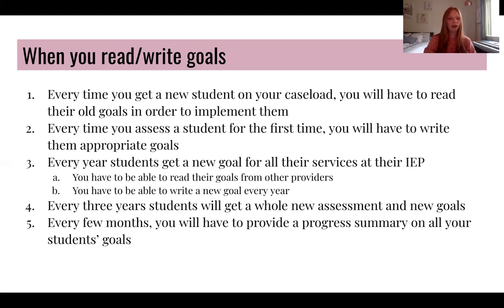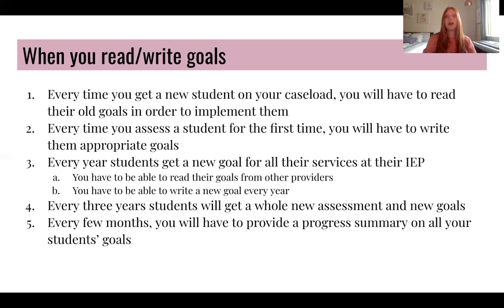You're also going to have to read and write goals every time that you assess a student, right? So every time you assess a student for the first time, you're going to have to write them a goal. Unless you elect to not provide services, which we talked about a little bit last week. The girl who had to organize all the things into categories, she would not qualify for services because she was performing at 100% accuracy on all of the measures. So you would not write her a goal.